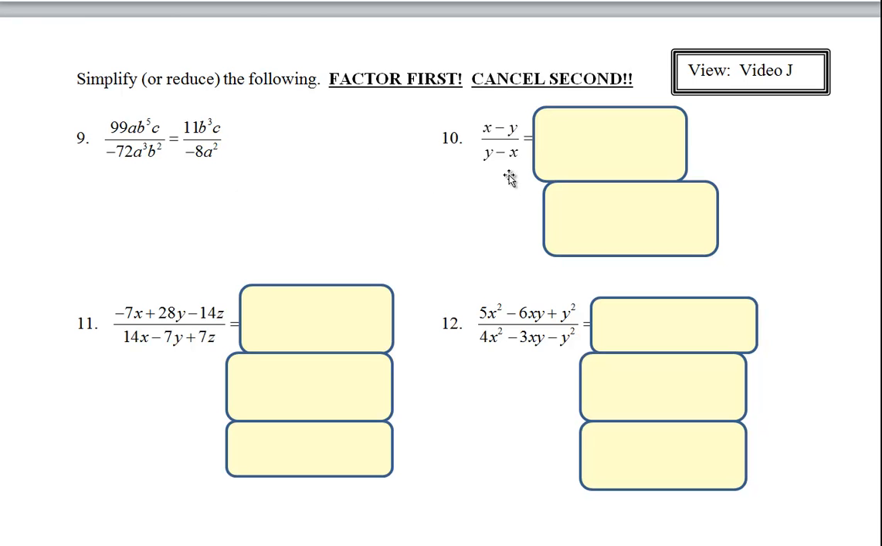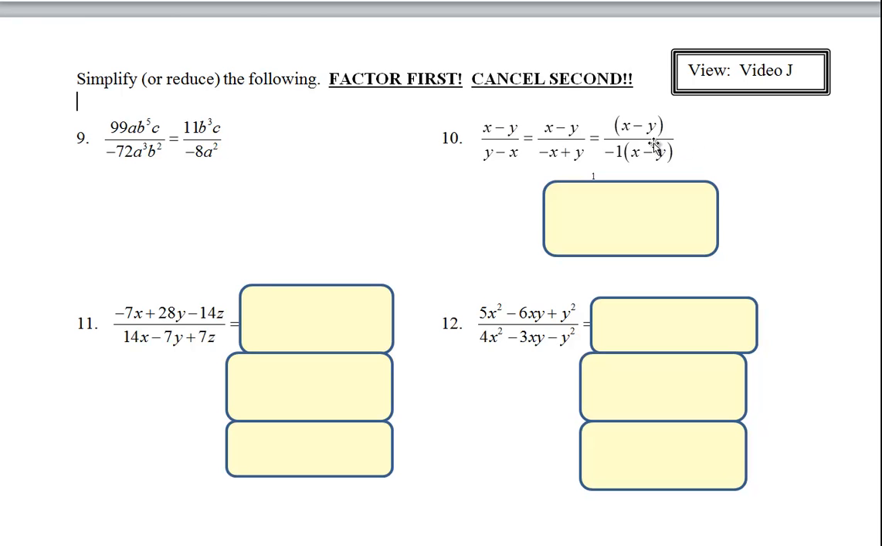Now this one's sort of sneaky. First thing I would suggest is write them in the same order. So I see x and y, so I'm going to turn this one around and have a negative x plus y. Now do you remember back when we were factoring? If you have a lead-off negative, pull out that negative 1. Well, let's do that and see what happens.